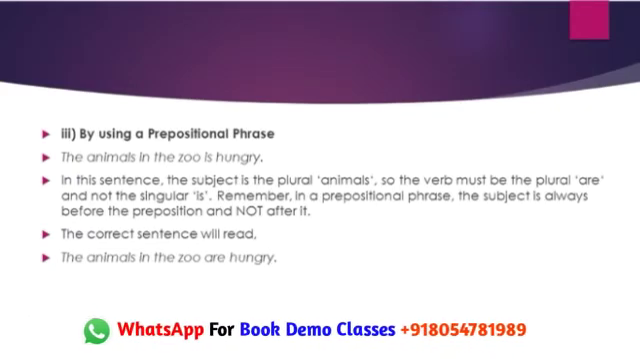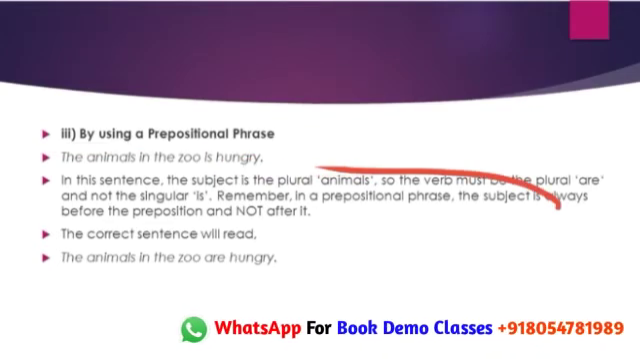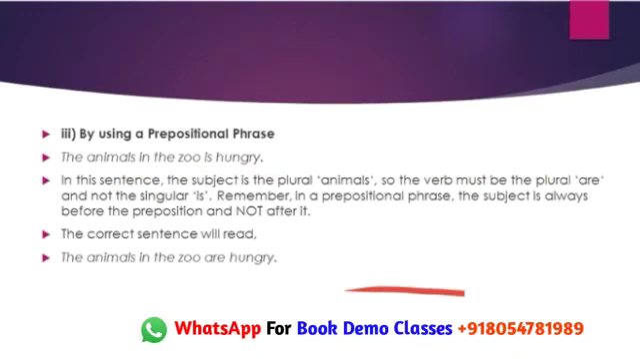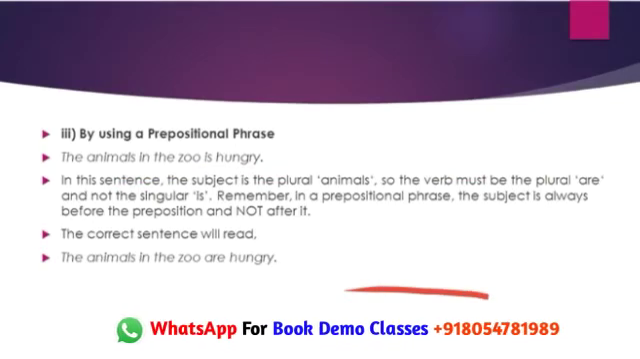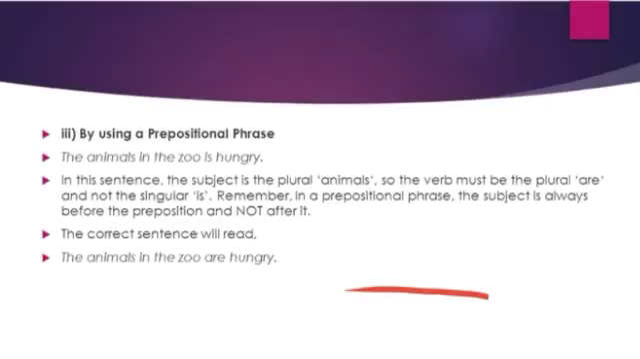Okay, next is that they will use a prepositional phrase. The prepositional phrase example is "the animals in the zoo is hungry", right? So now in this sentence, animals is plural, so the verb has to be "are", not "is", right?